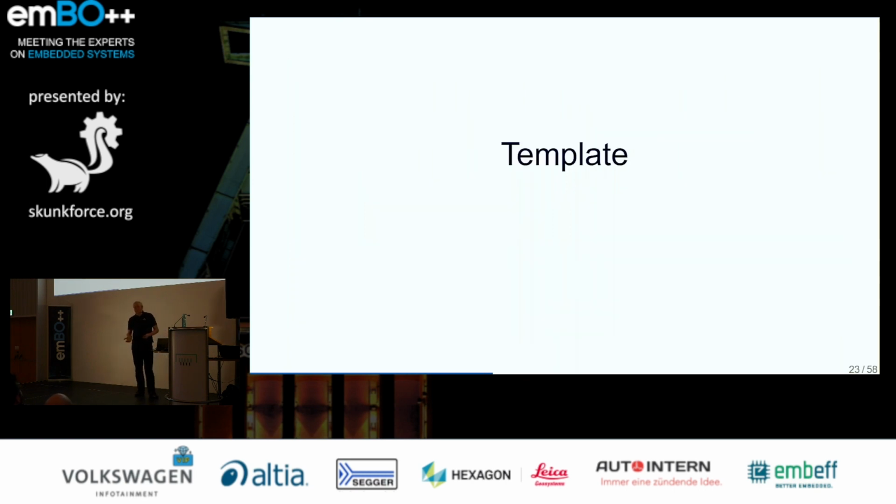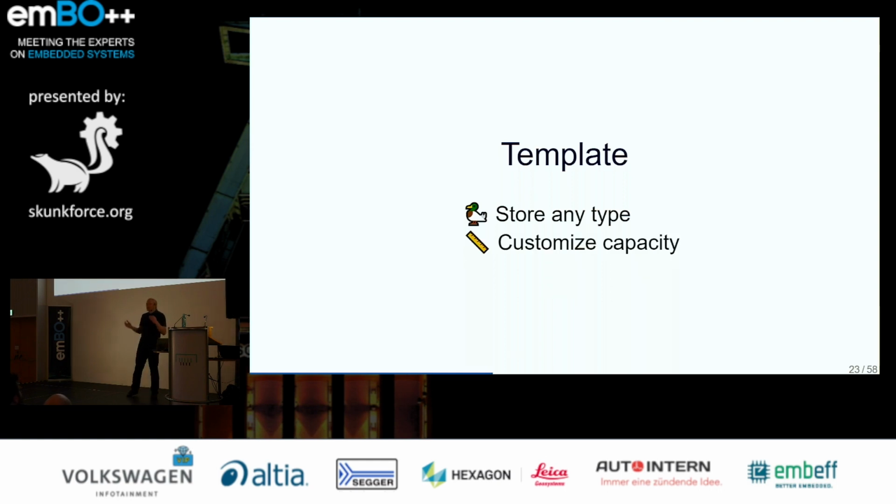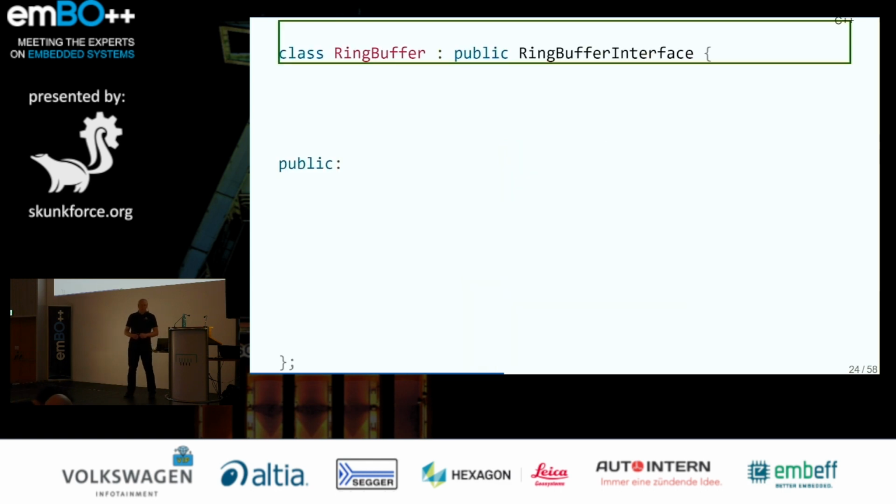Let's templatize our ring buffer, so we can store any type that is storable. And while we're templating, we can also customize the capacity as a template parameter, with no need to store it. Also, maybe the override behavior can be specified as a template argument. Great, so let's do that.